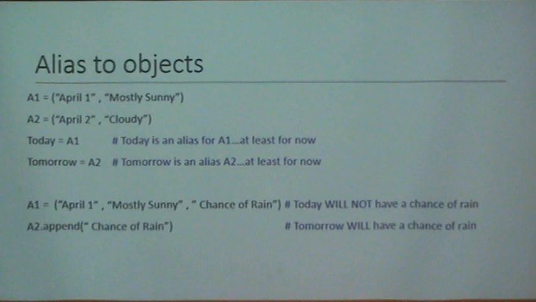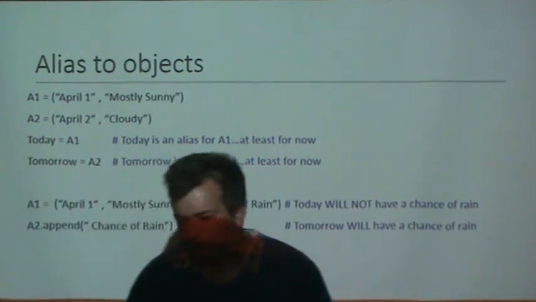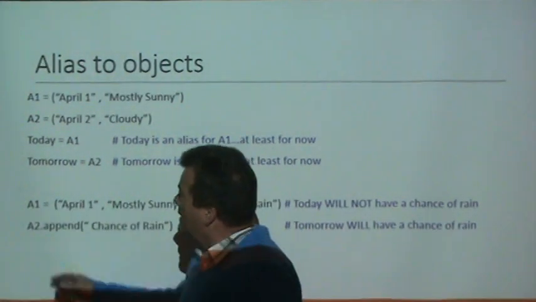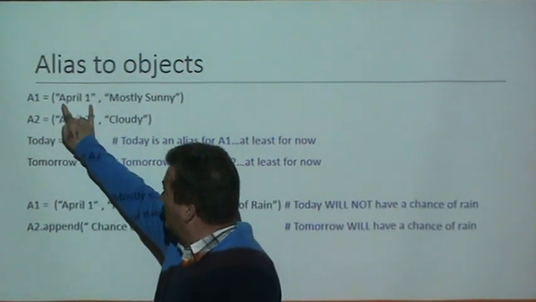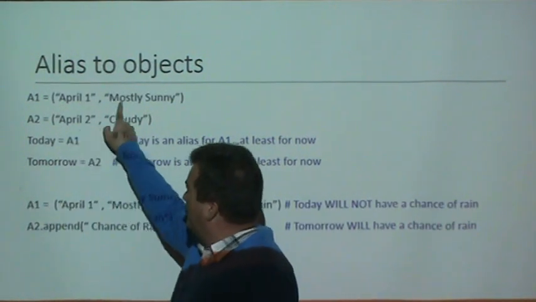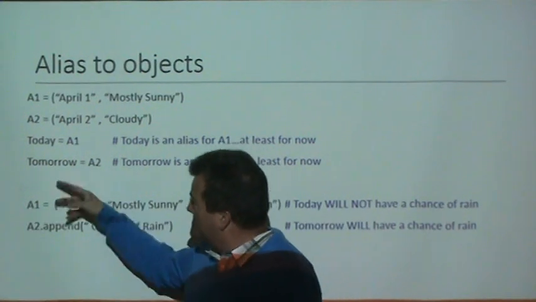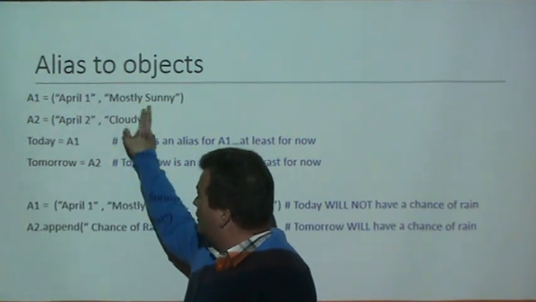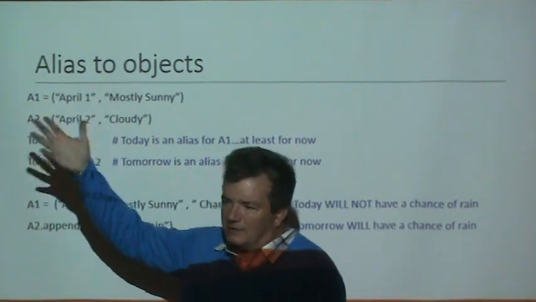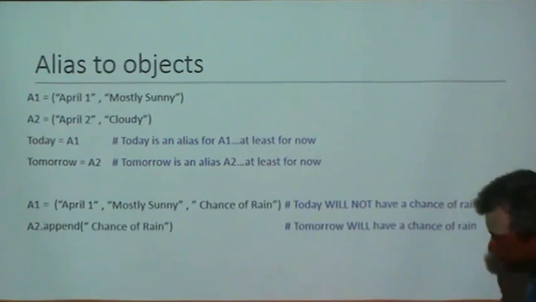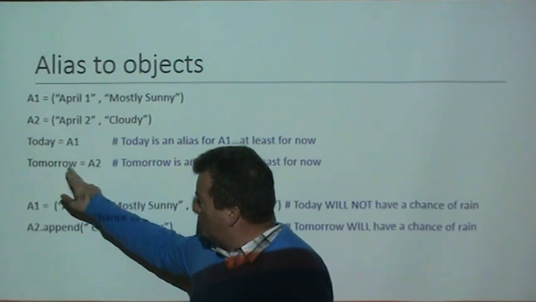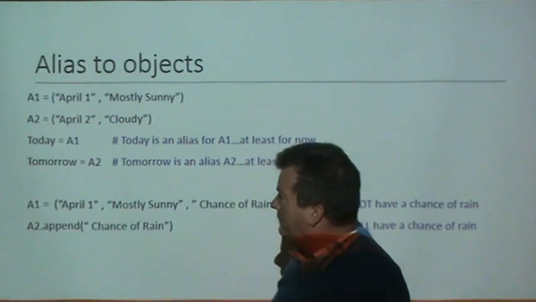Okay. All right, so alias to objects. So suppose, for example, we wanted to have an array of information about A's. Let's say we were operating a weather station. So A1 is a list of objects, an array of objects, the day and then the weather. So we could say April 1st, mostly sunny. And then A2 is April 2nd, cloudy. So it's like the day and the weather, right, for that day. Then we can come along and set up an alias. Today is equal to April 1, tomorrow is equal to the variable A2.